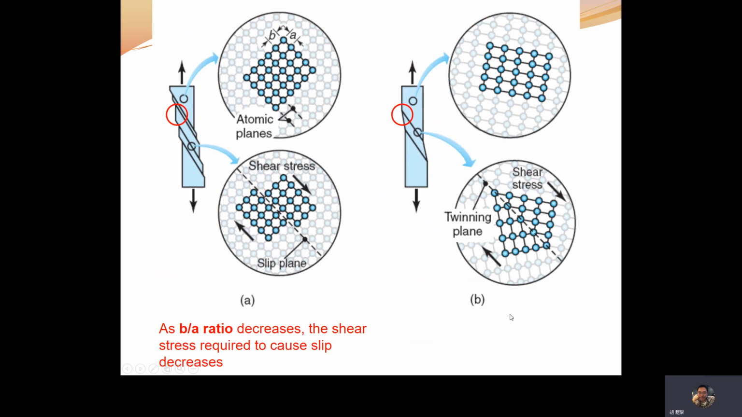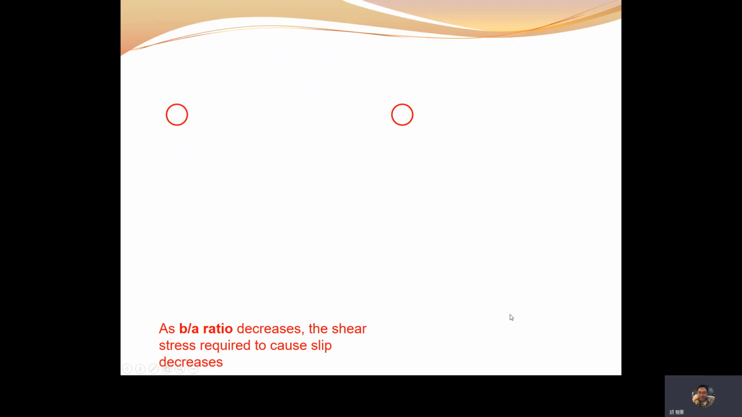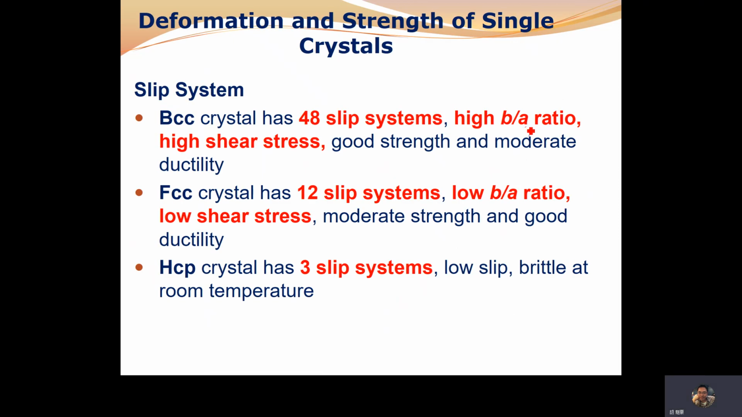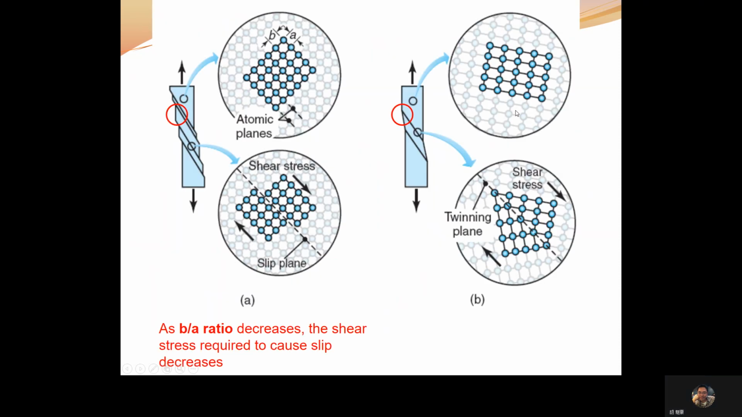Okay, so we already defined the slip plane and slip direction. And what is the B over A ratio? What's the definition of the B over A ratio? As the B over A ratio decreases, the shear stress required to cause slip decreases. That means we just need a lower shear stress to make slip occur.